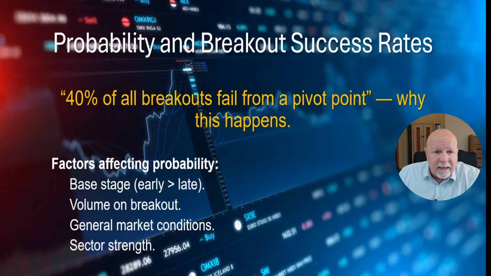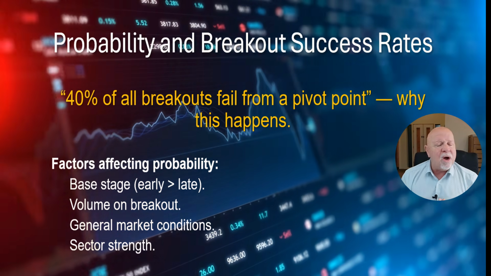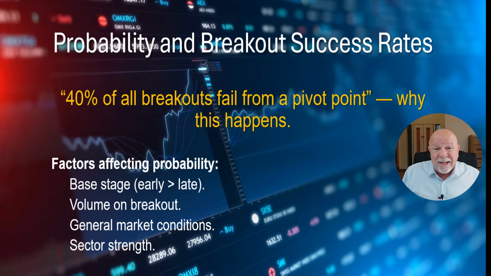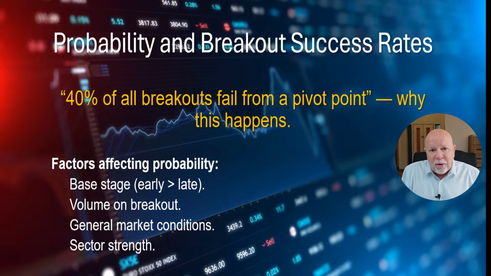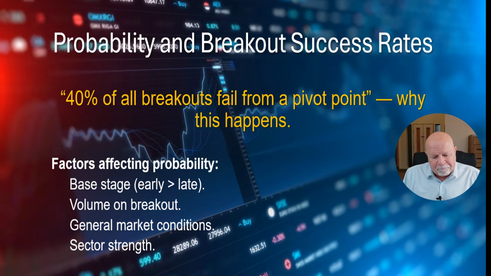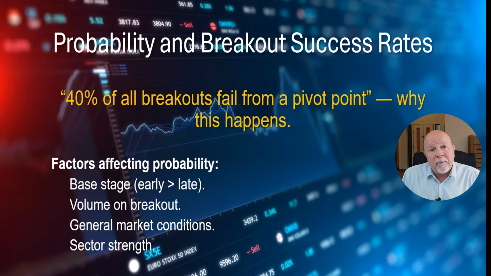Now, probabilities is what we're after here. Nobody knows what the market's going to do. I don't know. You don't know. Even the market makers don't really know for sure. They collude and they kind of know, but 40% of all breakouts are going to fail. And so that means 60% of them are going to succeed.